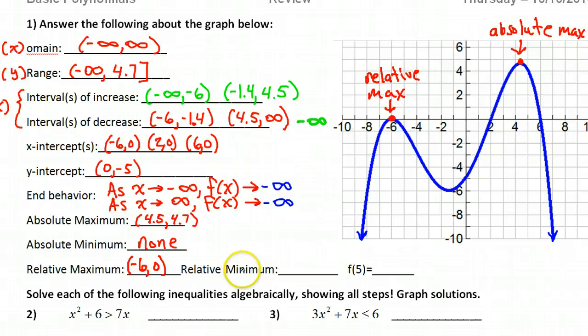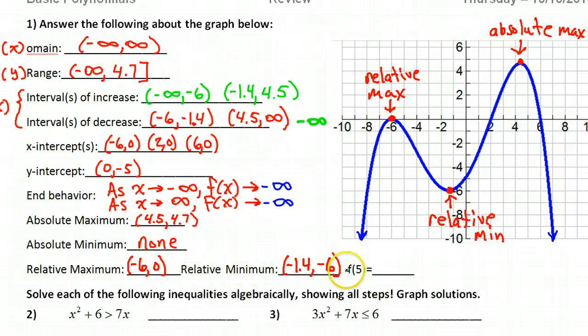Is there a relative minimum? Yes, there's a relative minimum right here. And that's going to be, what was I calling it before? -1.4 comma -6. It's a relative minimum. It's at the bottom of this valley, even though it is not the lowest point on the graph. So that makes it a relative minimum.